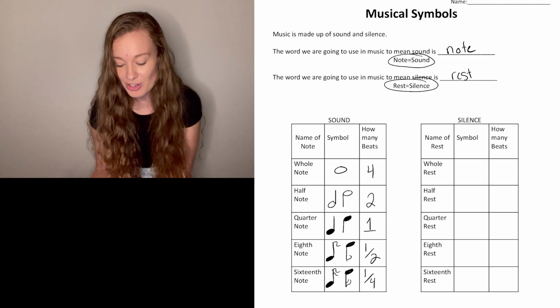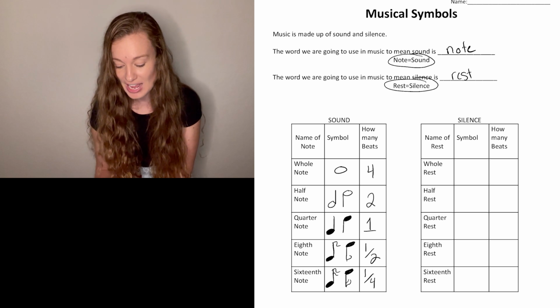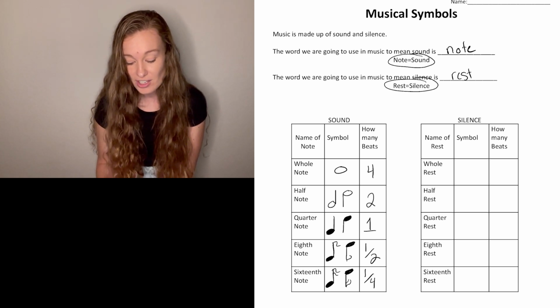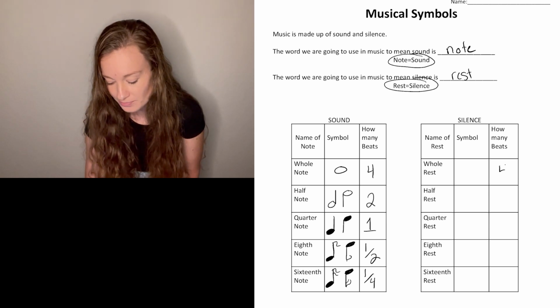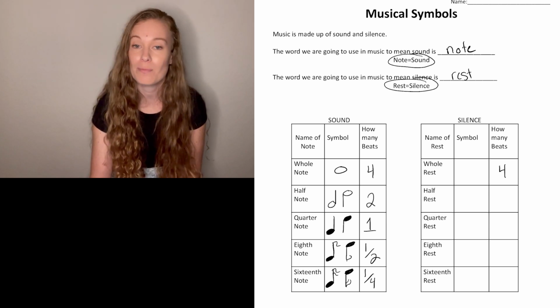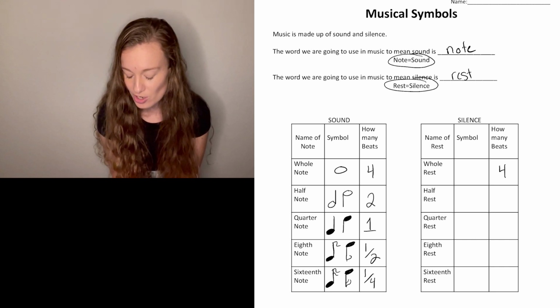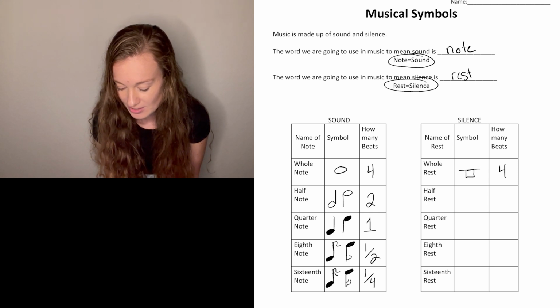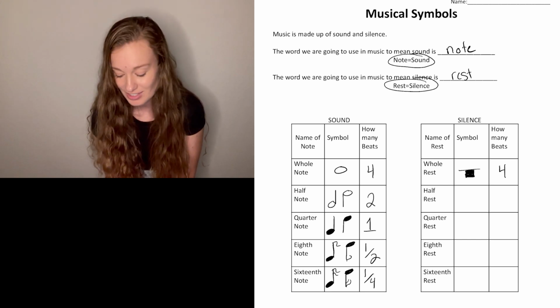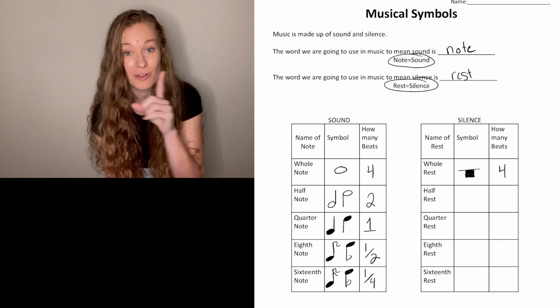Now let's take a look at the other table, which talks about our silence. So again, we have the names filled in, so the name of the rest, our whole rest, just like our whole note, they're both going to take up 4 beats. So we'll put 4 right here. But this time, instead of 4 beats of sound, it's going to be 4 beats of silence. So how we know what that whole rest looks like, it's going to be a line and then a box underneath like this, and it's going to be filled in. It kind of looks like a hole in the ground. So line, filled in box. And that takes up 4 beats of silence.